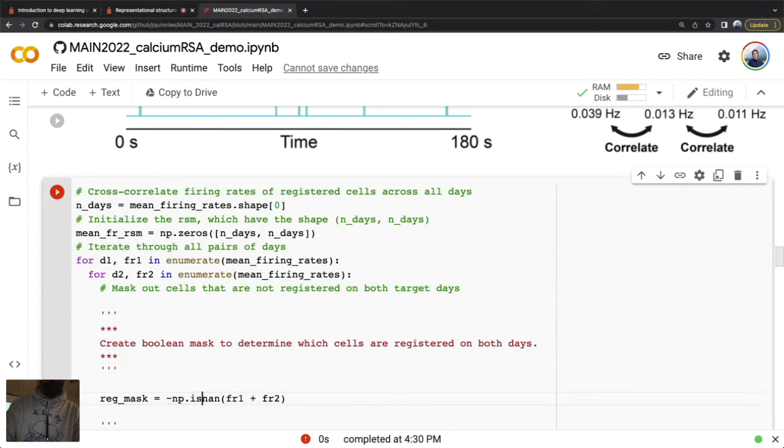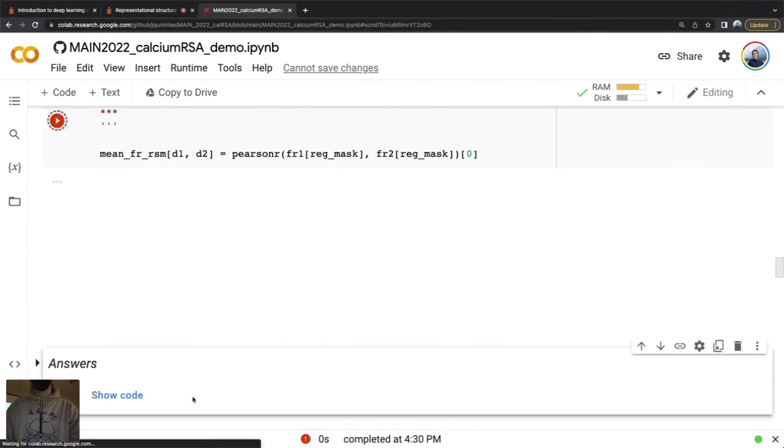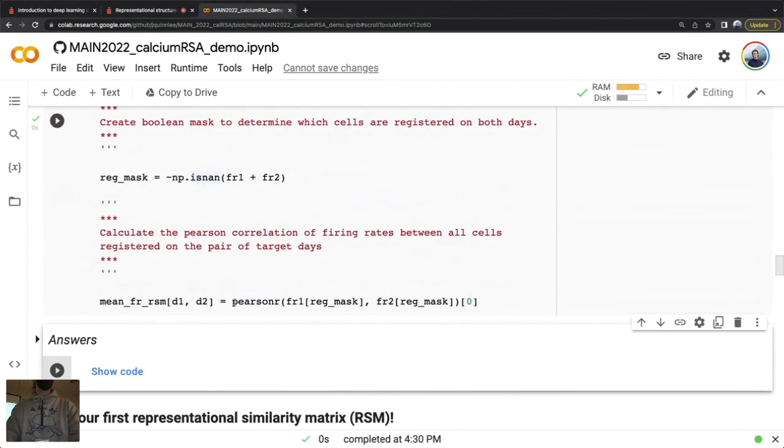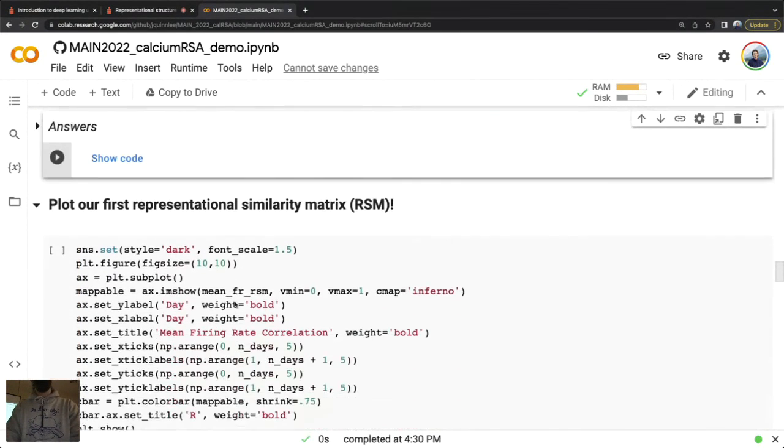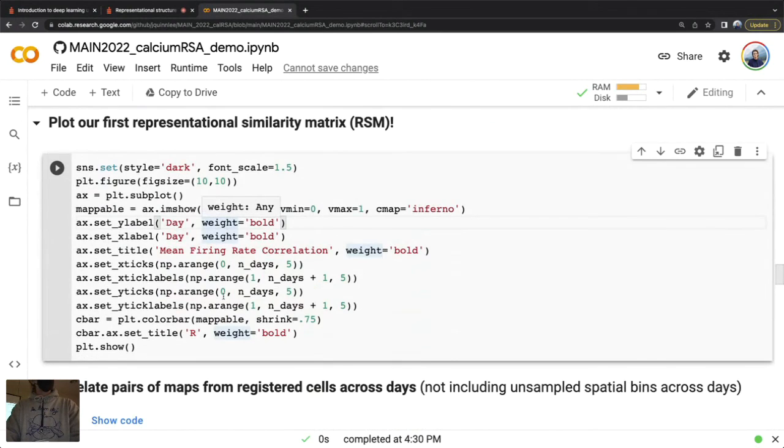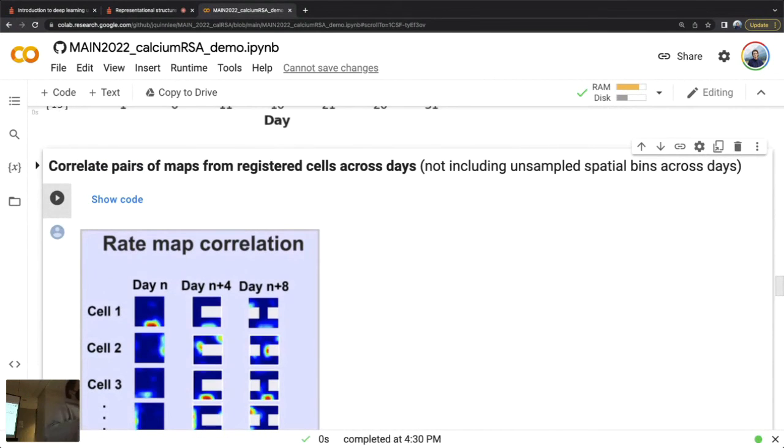Oh, there we go. Okay, it's done. That's quick. Yeah, so it just inverts. If you have a bunch of Booleans, it just inverts it.